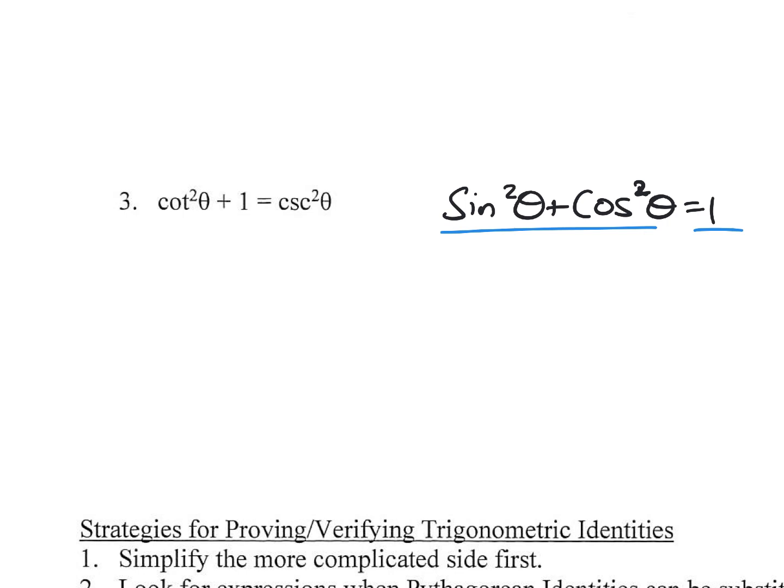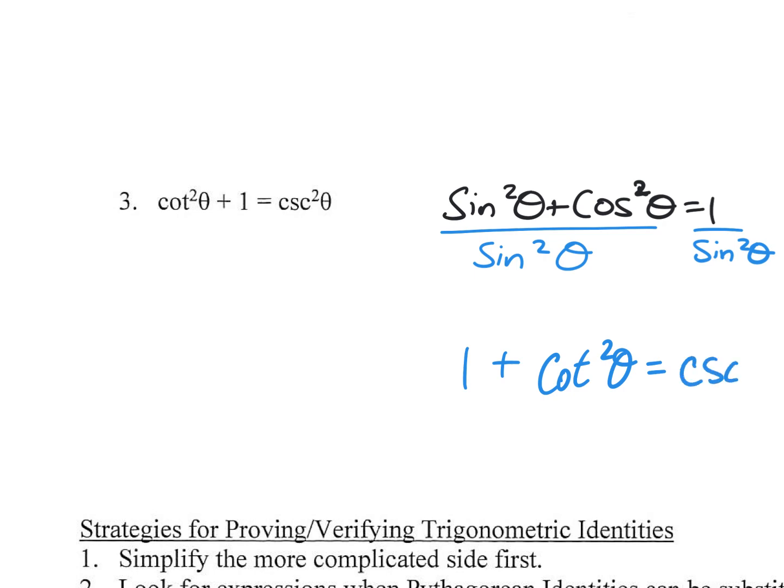Well, if the previous identity was achieved by dividing by cosine squared, we're going to do the same thing here and divide both sides of our equation by sine squared theta. What that will look like: sine squared over sine squared will get us 1. Cosine squared theta divided by sine squared theta, that is our quotient identity for cotangent. And then finally, 1 over sine squared, that is our reciprocal identity for cosecant squared theta.